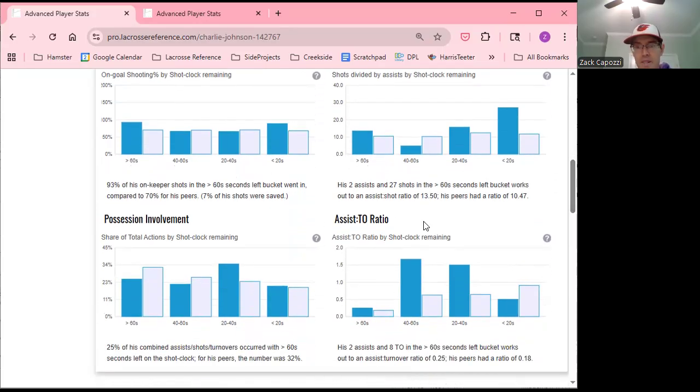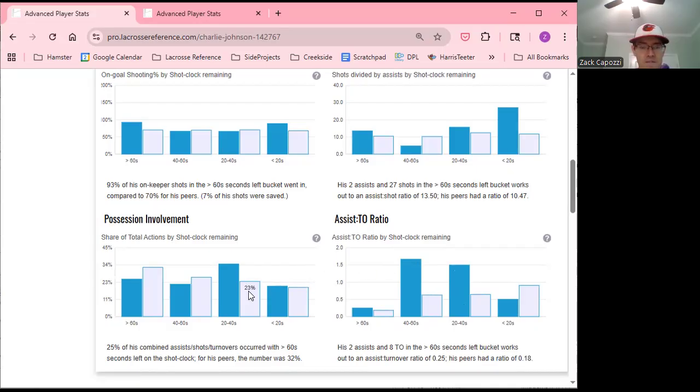Similarly, your more common assist to turnover ratio tells a similar story. It's a little bit of that opposite, right? So if you compare these two, it's sort of the inverse. His highest assist to turnover ratios were in that middle section of the clock. He was really effective as a passer and had really strong ball security in that middle area of the shot clock, whereas less so late in the clock, and that goes back to that idea that he transitioned from being a passer to a shooter late in the clock.